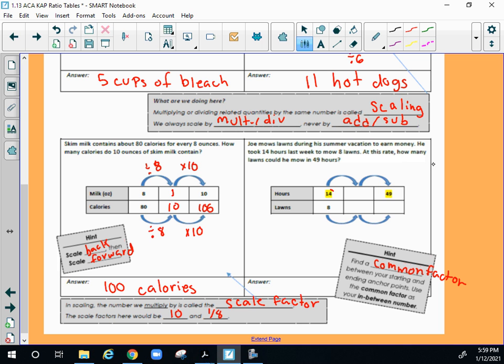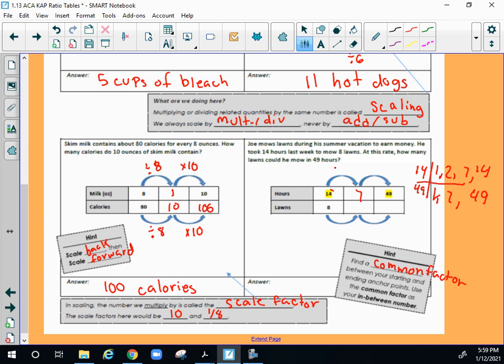If you don't know it off the top of your head, you can always make a little T-chart, and you have 14, 49, and just start listing your factors. So 1, 14, 2, 7. And down here it would be 1, 49, no 2, no 3, no 4, no 5, no 6, and 7. So 1, 49, and then it would be 7 times 7, and so our common factor would be 7.